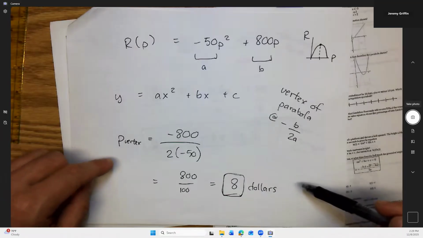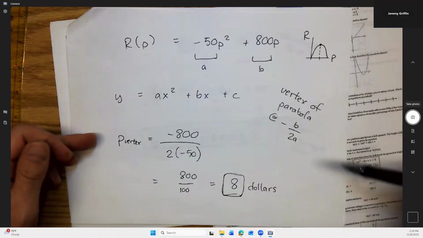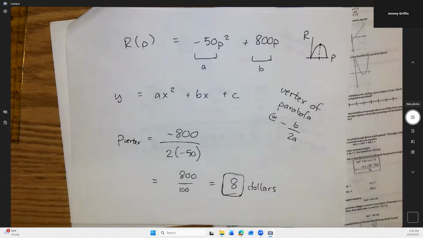Okay, so you go with negative b over 2a. You plug it in. The number comes out to 8. That represents the price. It's kind of like the x value, like you're solving for x. So that's the optimal price. You want to sell it for $8. Right, guys good? Okay.